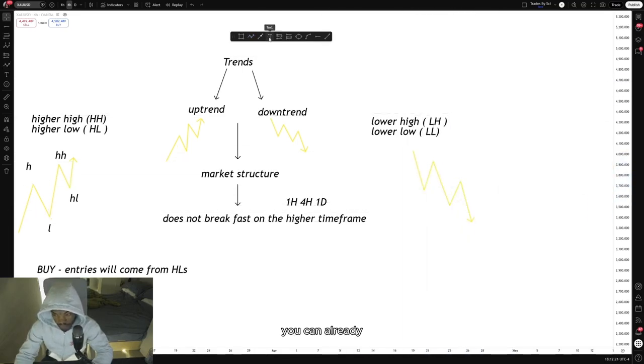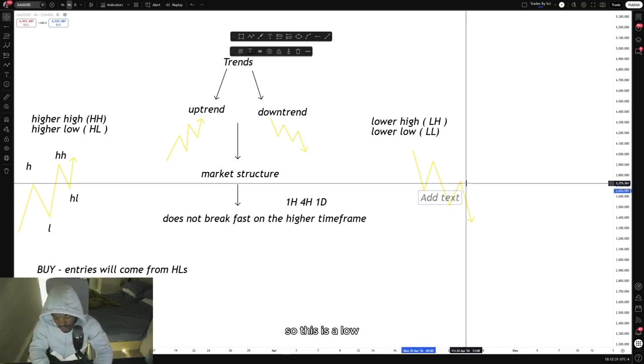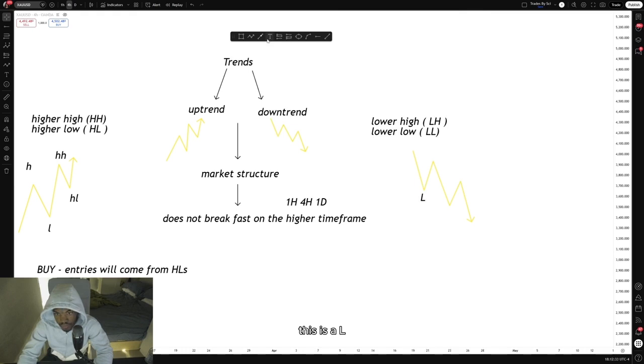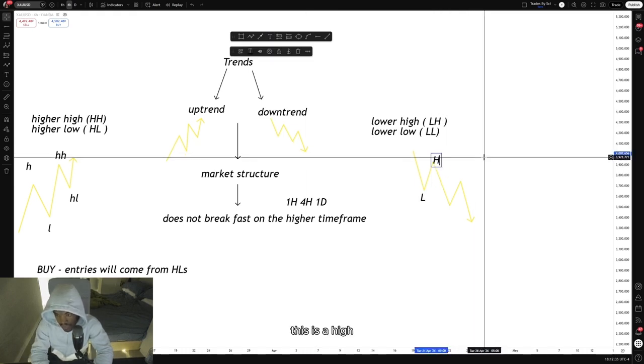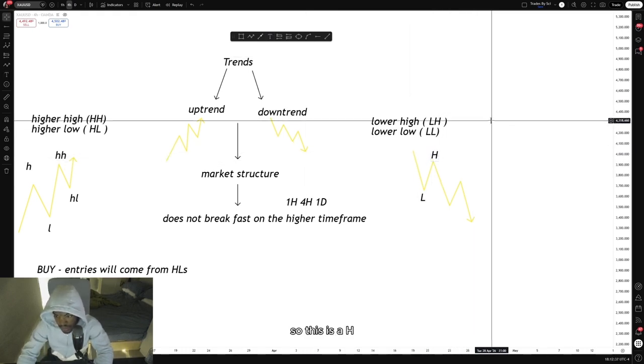Now, you can already look at this and tell me what is the LL. Go ahead and mark everything out for yourself. Pause it, mark it, quiz yourself. What is everything? All right, so this is a low. This is a L. This is a high. So this is a H.